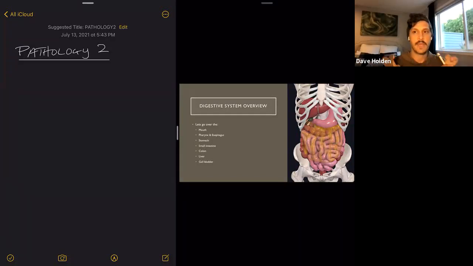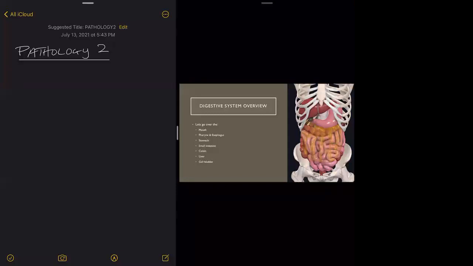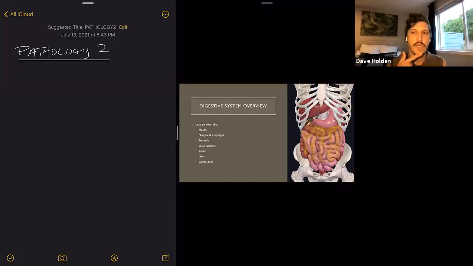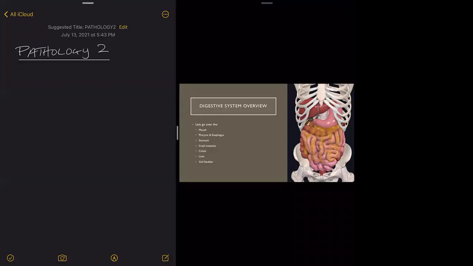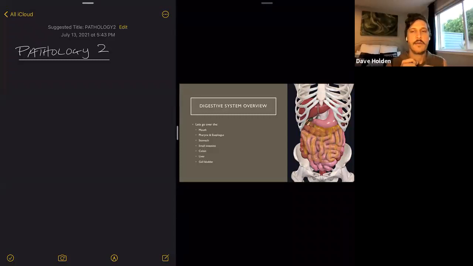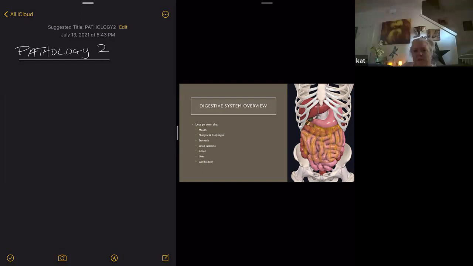So what is the mechanical part of digestion? The chewing. What is the medical name for chewing? Mastication. Very good. Mastication. What other organ is responsible for mechanical digestion? The esophagus. Stomach. Oh. The stomach.